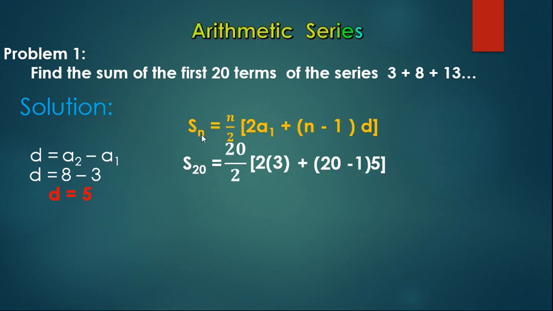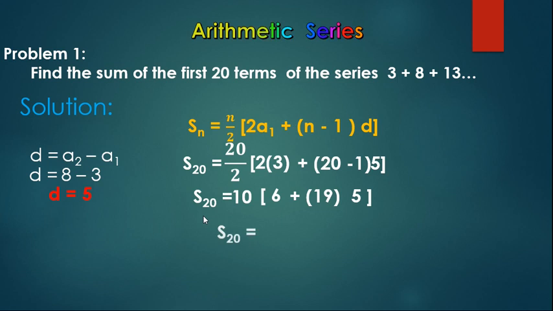Again, let me repeat. S sub n, since we are looking for the first 20 terms or the sum of the first 20 terms, n is equal to 20, and then a sub 1 is 3, and then again, n is 20, and then our common difference is 5. Now, class, let us perform this equation. So, we have here s sub 20 equals 10, and then this one will be positive 6, so 2 times 3. And then this one will be 20 minus 1, which is equal to 19, and then multiplied to our common difference, which is 5.